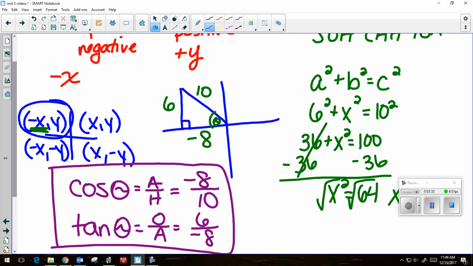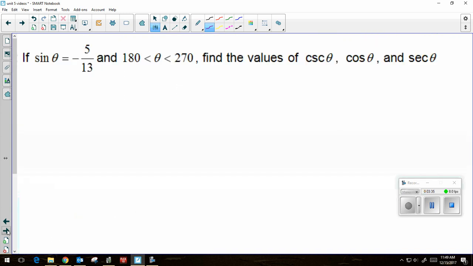We'll take a look at one more example. If sine theta is negative 5 over 13, and 180 is less than theta, which is less than 270, find the values of cosecant theta, cosine theta, and secant theta. So this question is actually asking about some reciprocal functions. If you don't know what a reciprocal function is, there's another video on that. But other than that, it's set up the same way.